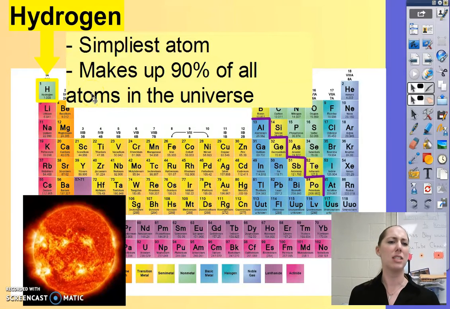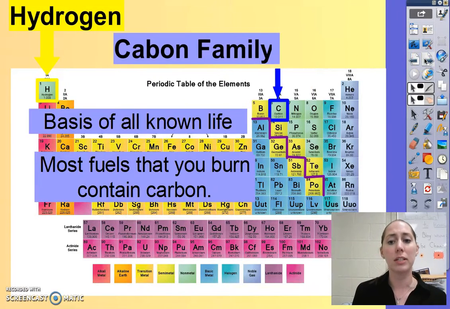And you might think, wow, that seems like a lot. But think about it. Stars are mostly hydrogen. You take two hydrogen atoms together and smash them to create helium, and that's what causes stars like our sun to create light and heat. The next group that's important to know about is the carbon family.